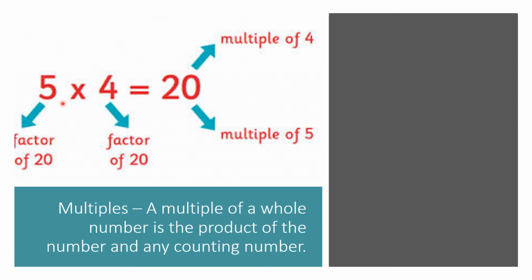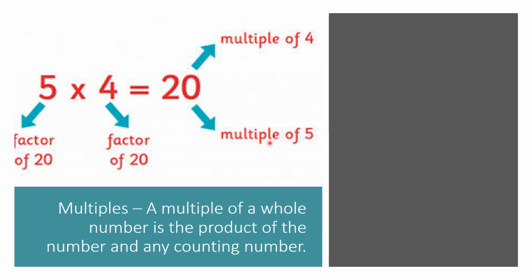You know that 5 fours are 20. Here 20 is a product and 5 and 4 are factors of 20. Here 20 is called a multiple also. 20 is a multiple of 5 and 20 is a multiple of 4 also. So a multiple of a whole number is the product of the number and any counting number.